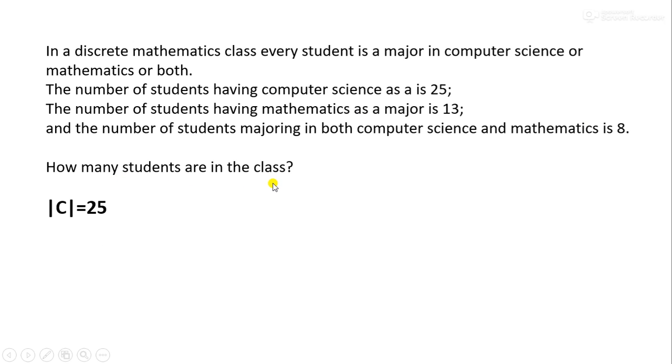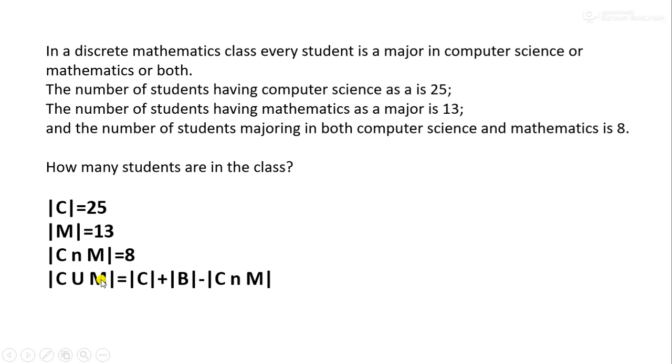So we can calculate. First we have the total number of students in computer science, that is C, that is 25, and the total number of students in mathematics, that is 13, and the total number of students in both computer science and mathematics is equal to 8. So we can easily calculate the total number of students in the class by using this formula. You need to put in these values: 25 is the cardinality of C, the students studying computer science, 13 is the cardinality of mathematics, and 8 is the cardinality of students in both computer science and math. So we have a total of 30 students.